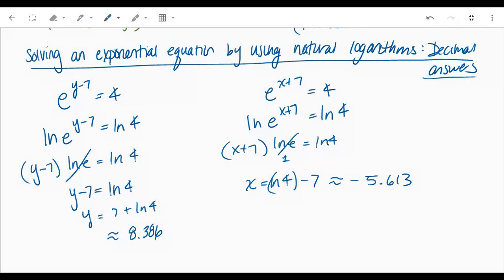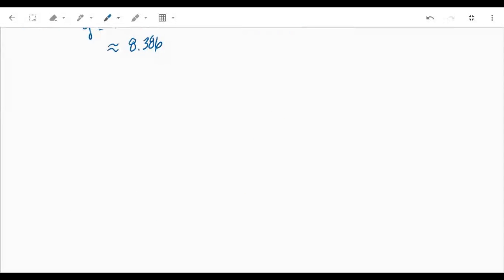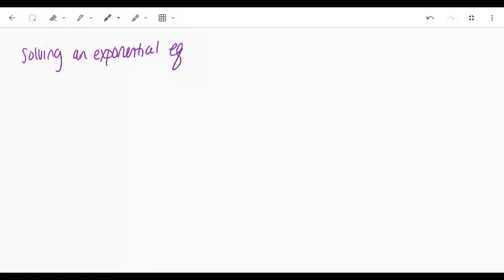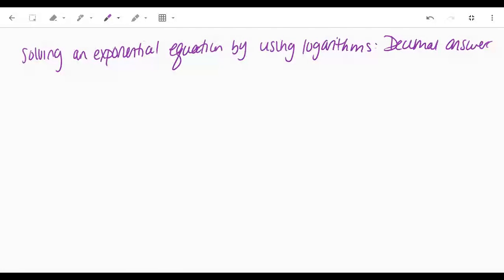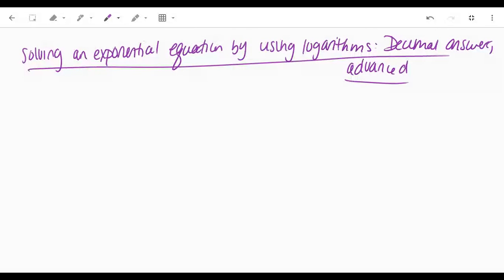Next one, an advanced one. Same topic, but advanced: solving an exponential equation by using logarithms, decimal answers. And it's just maybe a couple more steps here. You'll be okay. They have an x on both sides, I think, is what makes it advanced.